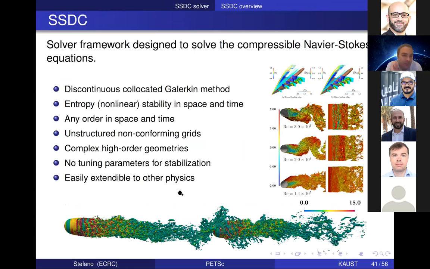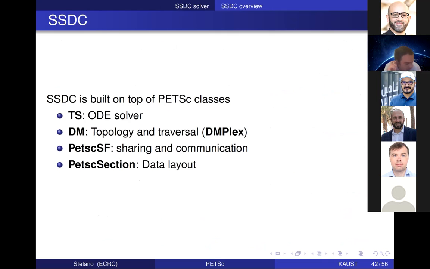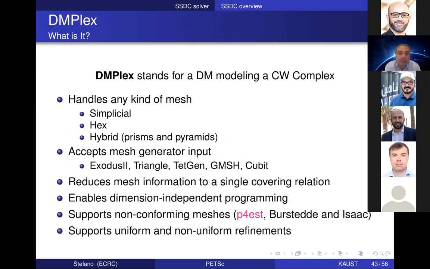And some of the bullet points of the solver. But I think I have just 5 minutes, so I will go faster. The solver is built on 4 high-level classes in PETSc, plus clearly vectors and matrices. One is TS, which is the ordinary differential equation solver. The other one is the DM, that in this case is a type of Plex, which means that we do unstructured meshes. DM provides topology and traversal to the application. PETSc SF is the module of PETSc that does communication for us. And the section is just a very small class that describes the data layout.